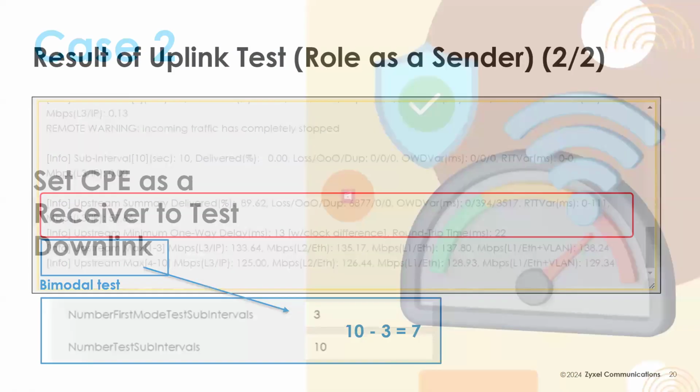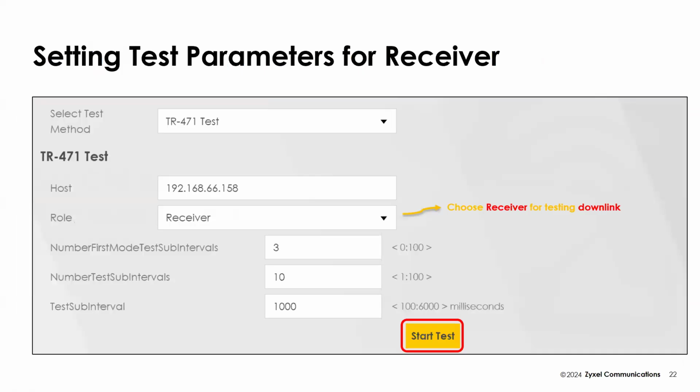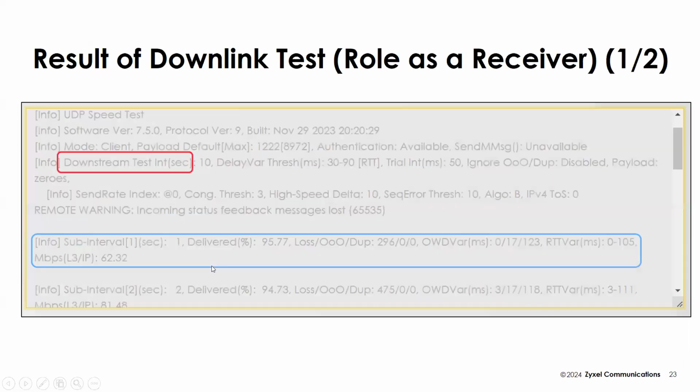Okay, so this is our second case, and what we need to set on our devices if we want to perform a downlink test. The case is nearly the same, but we only need to make sure that the role we set on our devices this time is receiver. The display of the information will be similar to the previous case.